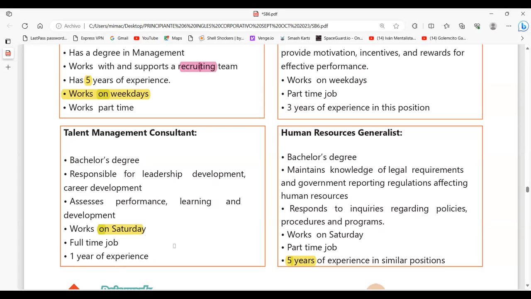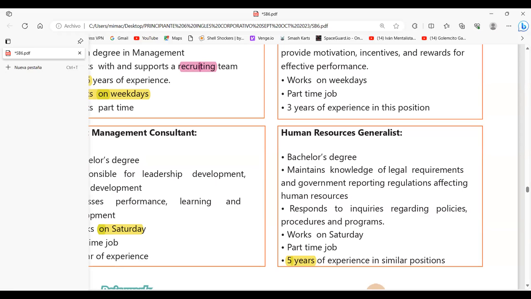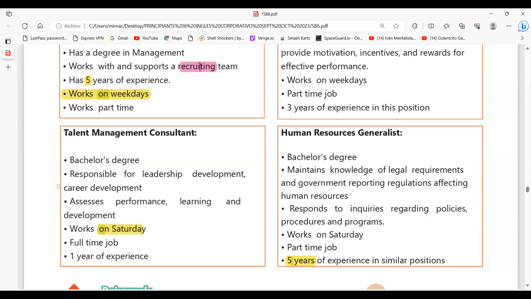Talent management consultant, bachelor degree, responsible for leadership development, career development, assesses performance, learning and development, work on Saturday, full-time job, 1 year of experience.